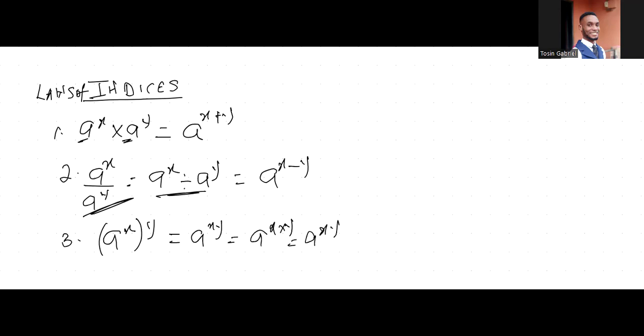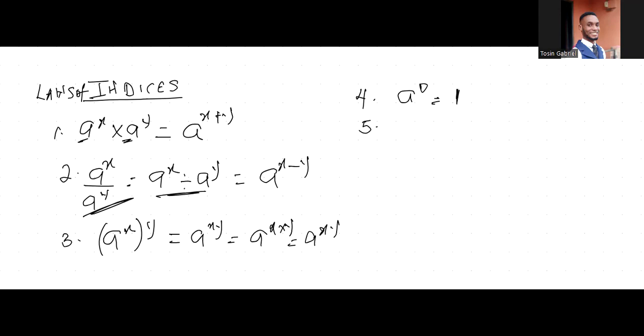Then number four, the fourth law. Please take note of all these laws. We are going to be using them. When you have e raised to the power of zero, or anything raised to the power of zero, the answer is simply one. It can be 1,000 raised to the power of zero, 200 raised to the power of zero, 500 raised to the power of zero. It can be anything raised to the power of zero. The answer is simply one.